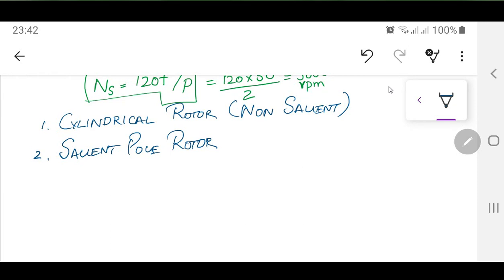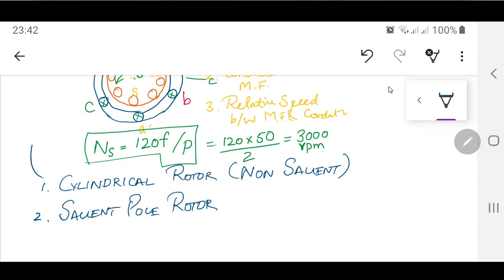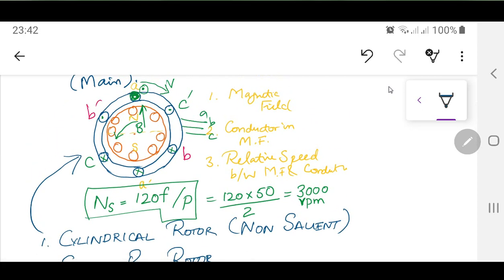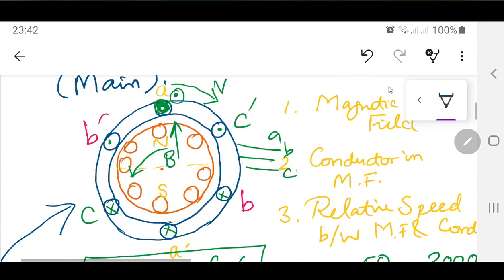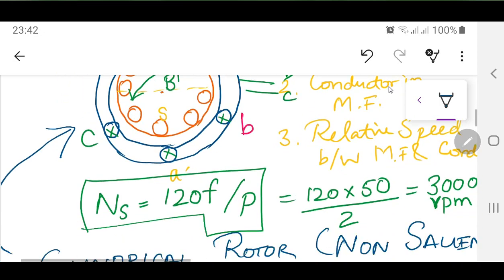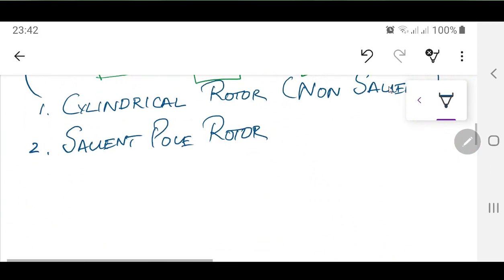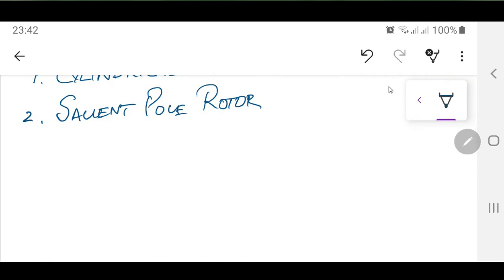Now what does this mean actually? As the name suggests, cylindrical rotor, this is the very same as this one. So in a cylindrical rotor, the rotor is cylindrical in shape. It has a uniform air gap. Certainly it's not that uniform over here as you can see, but this is just because of the freehand drawing. So certainly the air gap is going to be uniform. But when we talk about a salient pole rotor, it is going to be very different.